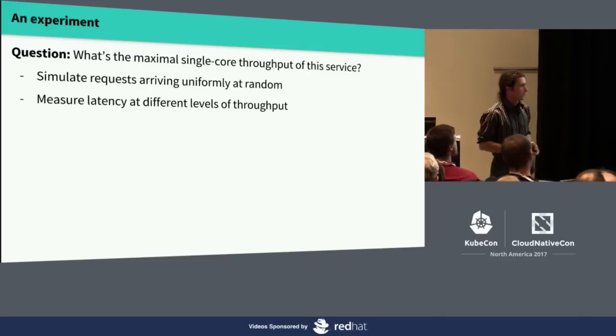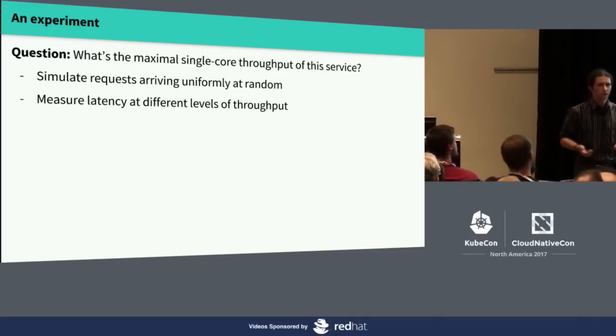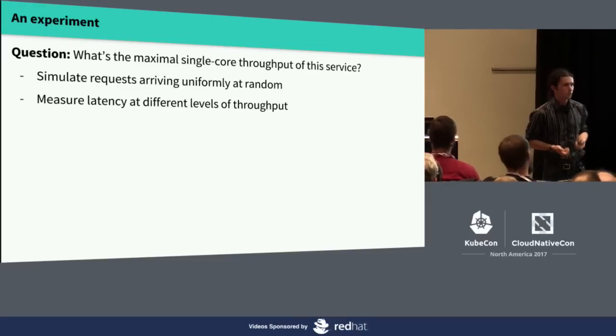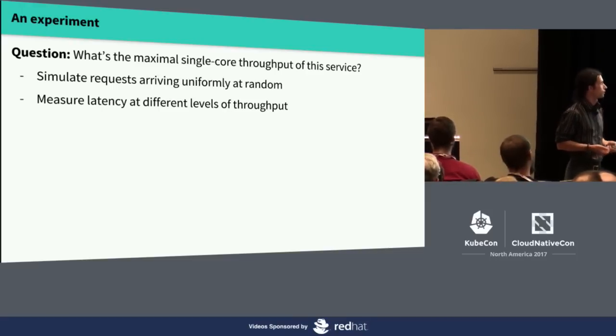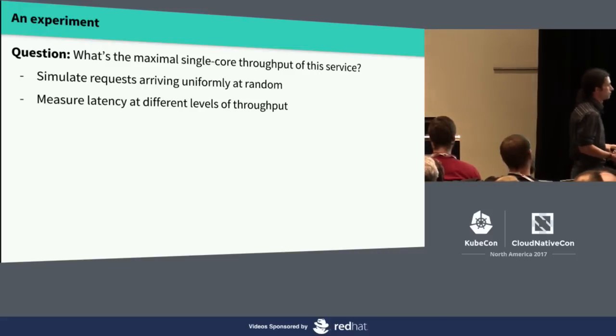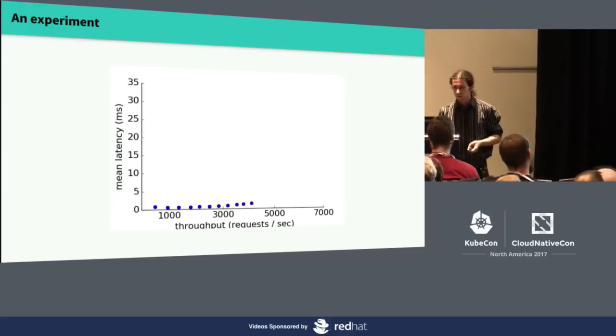So here's the idea. We have n cores available to run this thing. We know it's more or less CPU bound. N is some large number. But what can we do with just one core? What's the maximal single core throughput of this service? To answer that question, we'll simulate requests arriving uniformly at random, kind of like the requests that we see in the wild, and we'll measure the observed latency at different levels of throughput.